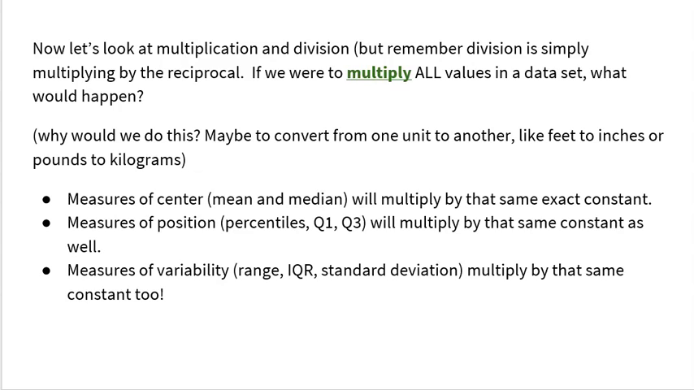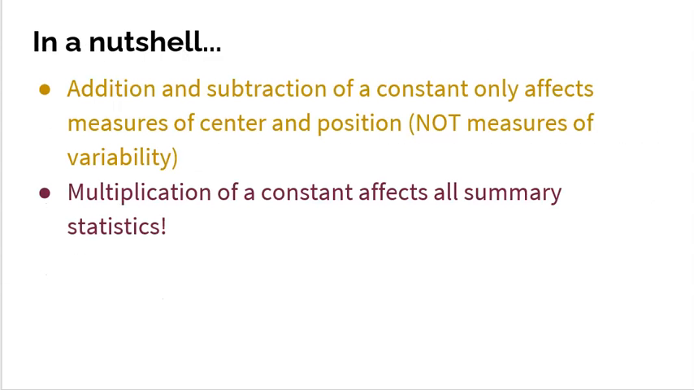So how does multiplication affect your data? Simple, it affects everything. Measures of center, mean and median, are going to be multiplied by that value. Measures of position, percentiles, Q1, Q3, are multiplied by that value. And even range, IQR, and standard deviation, your measures of variability, are multiplied by that value as well. Everything changes with multiplication. So in a nutshell, it's pretty simple. Addition and subtraction of a constant only affect measures of center and position, not measures of variability. Addition and subtraction do not affect variability: range, IQR, standard deviation.